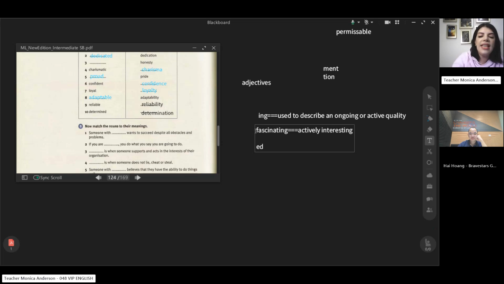Then we have -ed, as I told you, -ed. So why do we use them? To describe a state or feeling of you. So used to describe states or feeling. For example, I am fascinated.